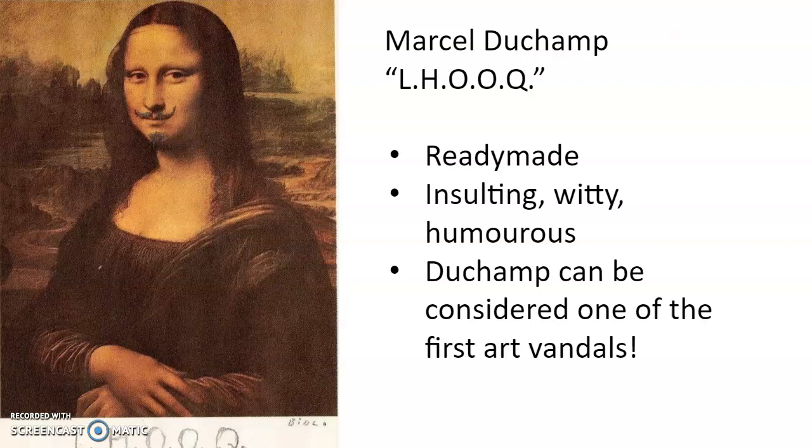He's a French artist, and his name is Marcel Duchamp. He did artwork about 100 years ago. In fact, this piece here was made in 1919. And you're saying, wait a second, he didn't make this. This is Leonardo da Vinci. Yes, it's the Mona Lisa by Leonardo da Vinci. But Marcel Duchamp did something kind of crazy.